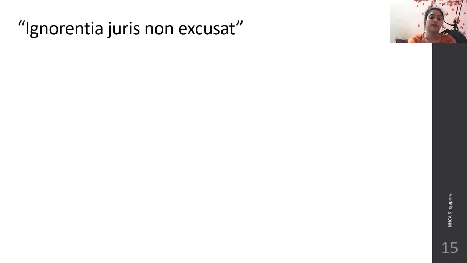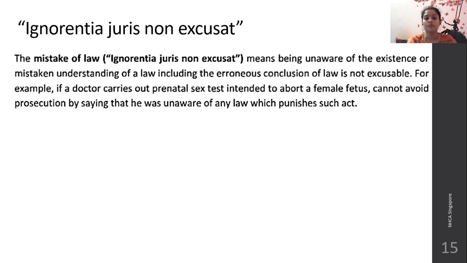Ignorantia juris non excusat. Mistake of law, meaning being unaware of the existence or having a mistaken understanding of the law, including an erroneous conclusion of the law, is not excusable. For example, a doctor from outside India, where prenatal sex determination is done legally, did not know that in India it is illegal, and discloses the sex of the child to the patient or client. So that becomes a mistake of law that is not bailable, and the doctor cannot be excused.